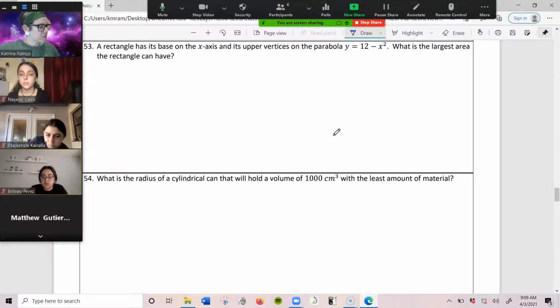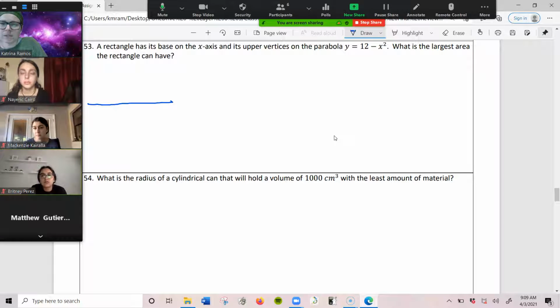Okay, a rectangle has its base on the x-axis and its upper vertices on the parabola y equals 12 minus x squared. What is the largest area that the rectangle can have? Okay, so this is optimization. This is asking for the largest area. So it tells us that there is a rectangle on the x-axis.